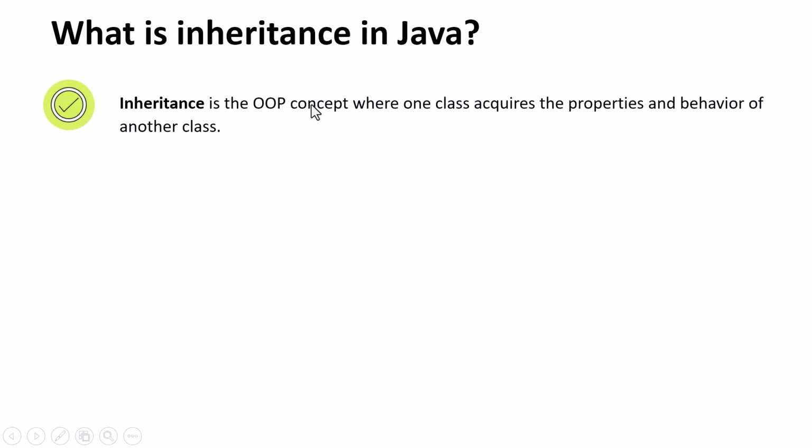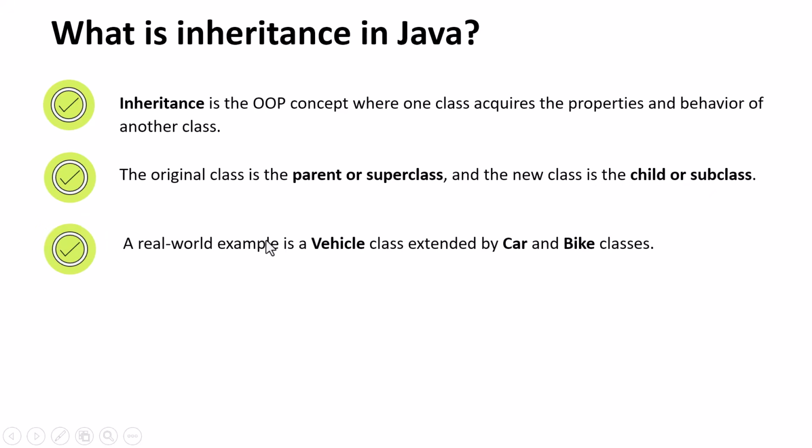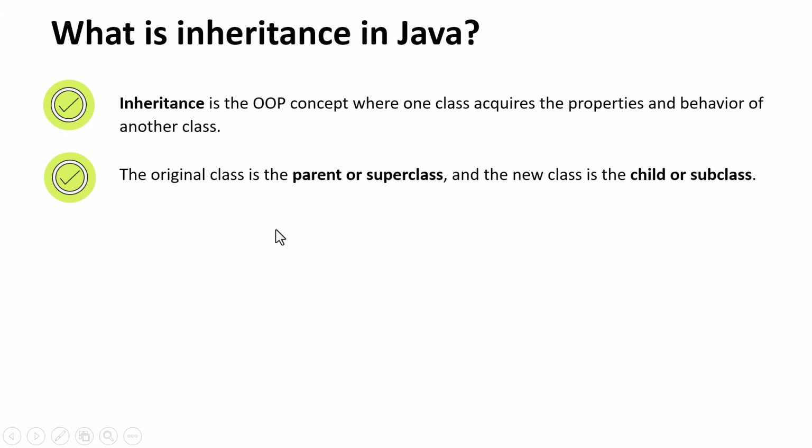Inheritance is an OOP concept in which one class acquires the properties and behavior of another class. This is a very frequently asked interview question because inheritance is one of the core pillars of object-oriented programming. The existing class is called the parent class, superclass or base class, and the new class is called the child class, subclass or derived class. The child class can reuse fields and methods from the parent class instead of rewriting the same code again.